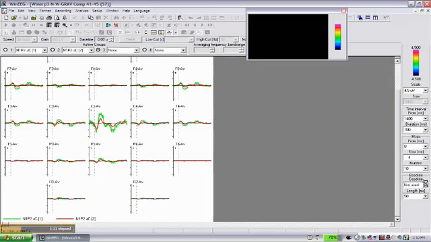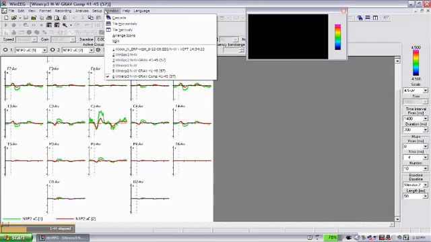I wouldn't say so. So basically, although there was some deviation from normality, ERPs look quite normal, as well as behavioral parameters in this patient. Okay.